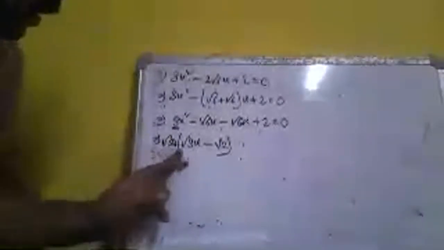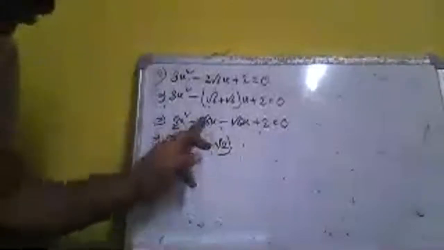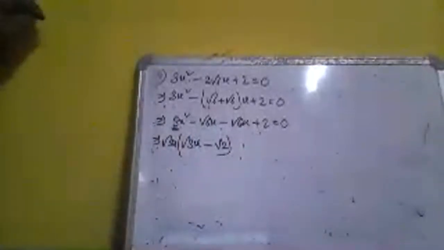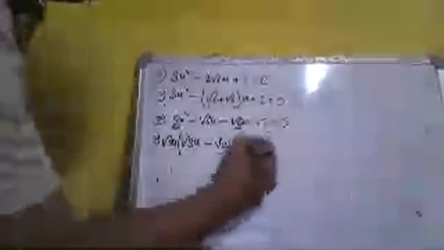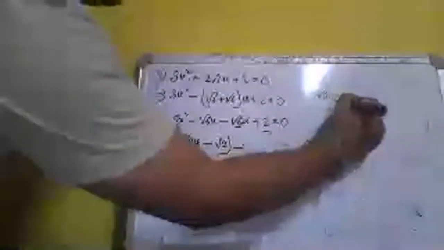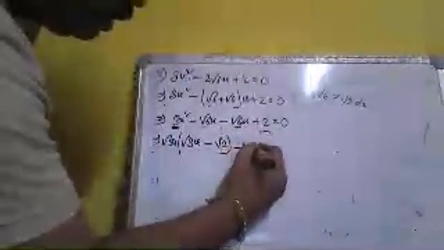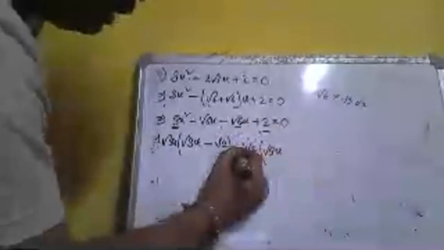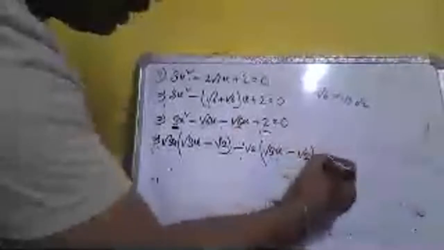Then here root 3x you take the common, then this one is root 3x minus root 2, because root 6 is root 3 into root 2. Understood or not? Now minus, there you can take the common root 2, because root 6 you can write root 3 into root 2. Then this one is root 2, you can take the common. Then here, left root 3x, because the minus is there, this plus becomes minus, and 2 is converted into root 2, equal to 0.